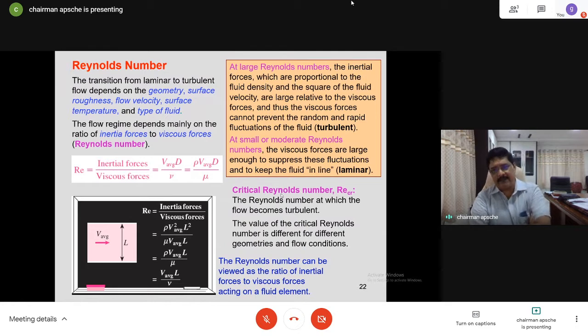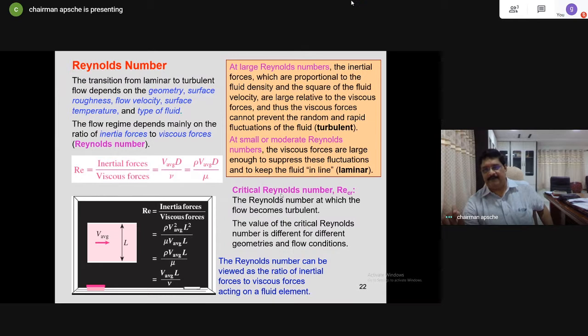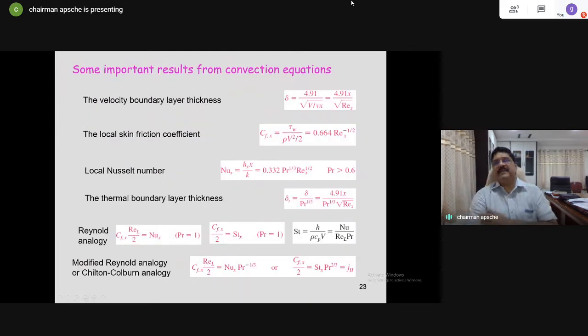For external flow over a flat plate, the critical Reynolds number value is 5 into 10 power 5. Whereas, as you must have studied in fluid mechanics, when fluid is flowing through a pipe, for internal flows, the critical Reynolds number is 2000. All these equations are available in your data book.